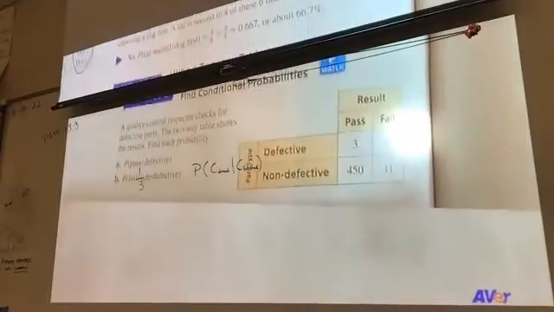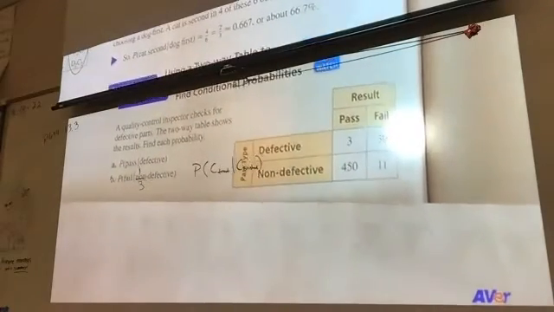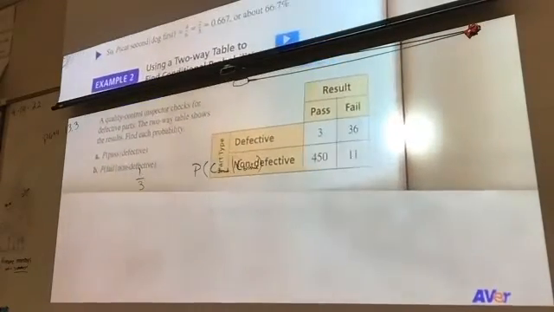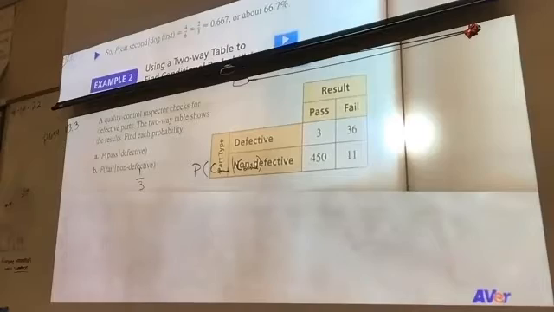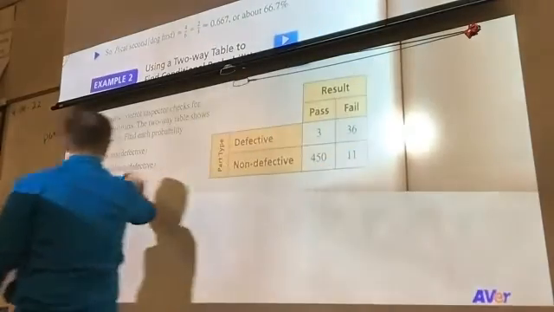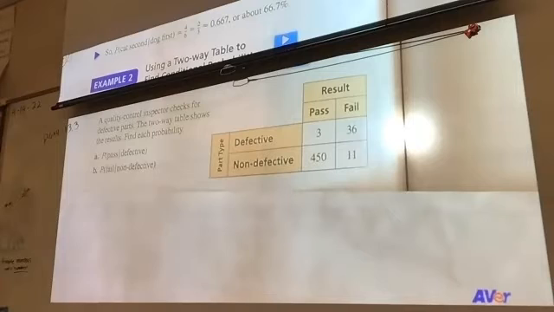Okay. Now let's look at it in terms of a two-way table. We're asking a couple different things here. It's important to understand what we're looking at in terms of the situation. We have a two-way table. We've got defective and non-defective, and if it passed or failed an inspector check.